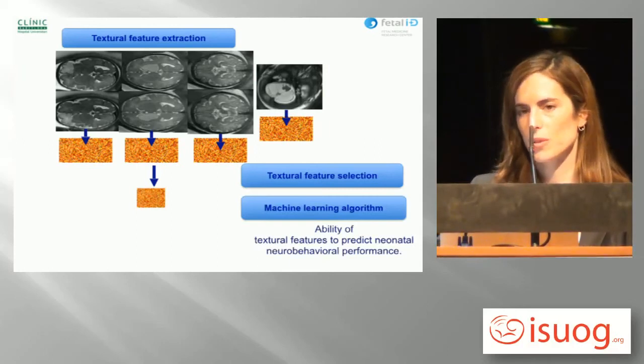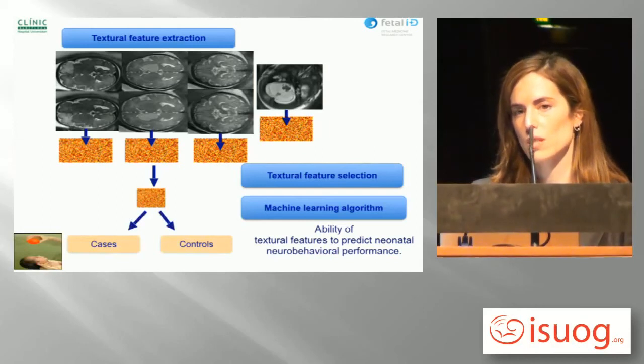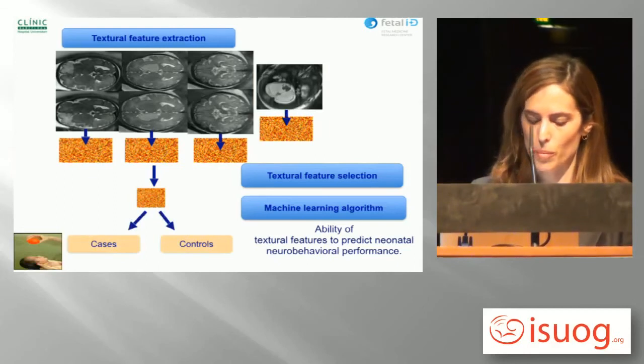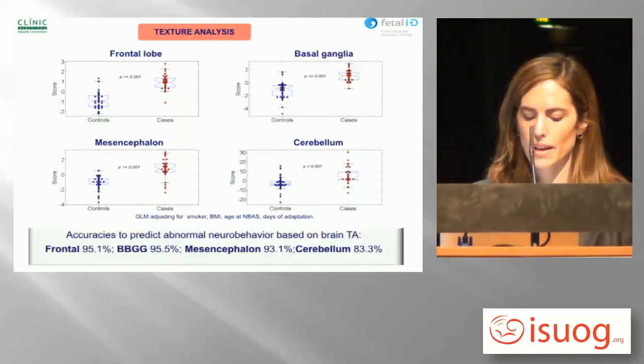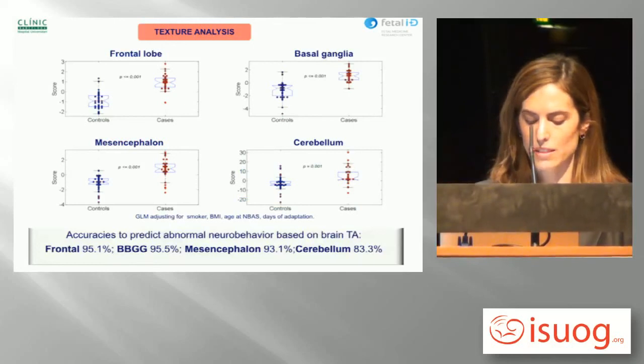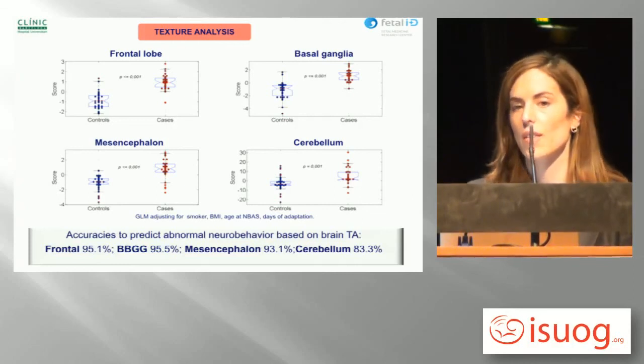So performing all these procedures, all these analyses, in order to detect which of these SGAs were going to have a normal or abnormal Brazelton test, we obtained that the accuracy to predict this neurobehavior based on fetal brain MRI texture analysis was above 90% for the frontal lobe, basal ganglia, and mesencephalon areas, and 83% for the cerebellum. So the performance of the texture analysis in this study was really good.